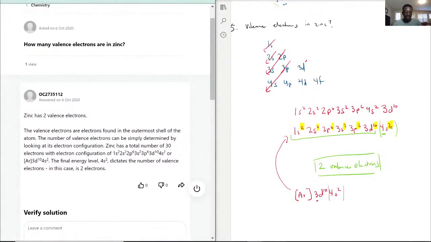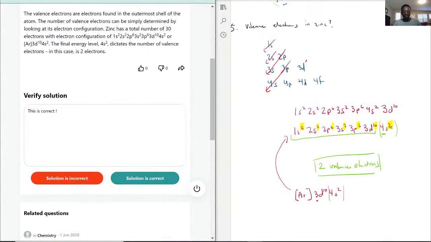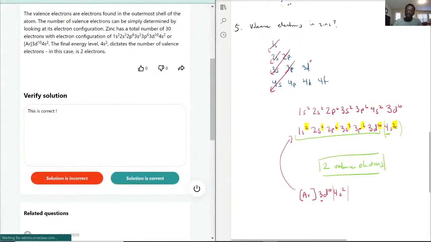As you can see here, they did that as well. They provided both the shorthand and the long notation. And the final energy level, 4s2, dictates that the number of valence electrons in this case is 2 electrons. So this is correct. Now we move on to question 6.